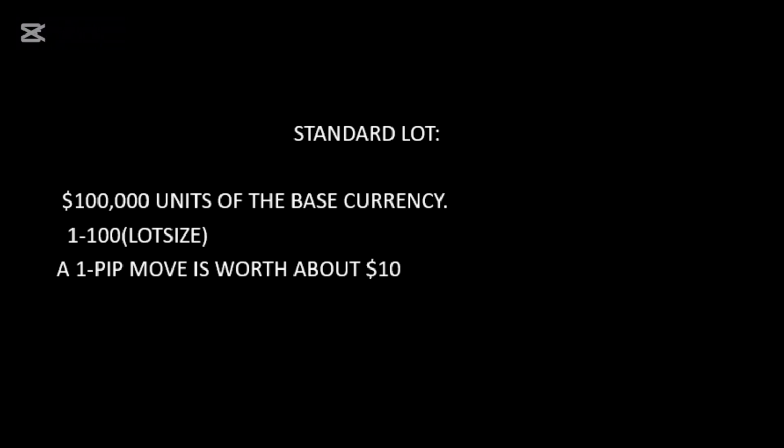Okay, now the reverse is the case. If it's going against you in one pip, you're losing what? $10. If it's going against you in 10 pip, you're losing about what? $100. So that's how it works.